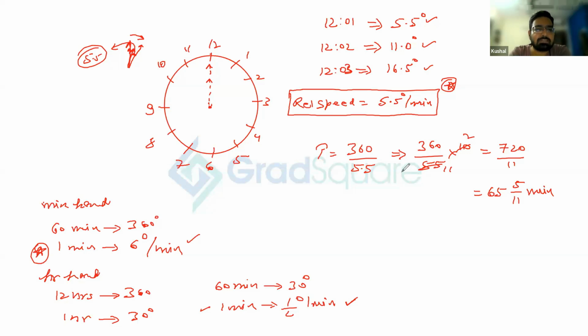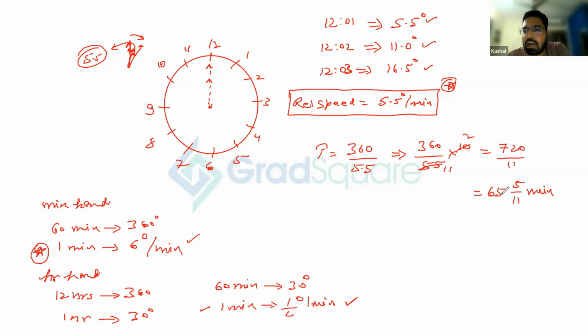Okay. So first time they will be together at 720 by 11. Therefore, second time they'll be together at 2 times 720 by 11, says Prakash. Prakash, I'll come to that. You are correct with your understanding, but we will try to formulate this on the clock itself.